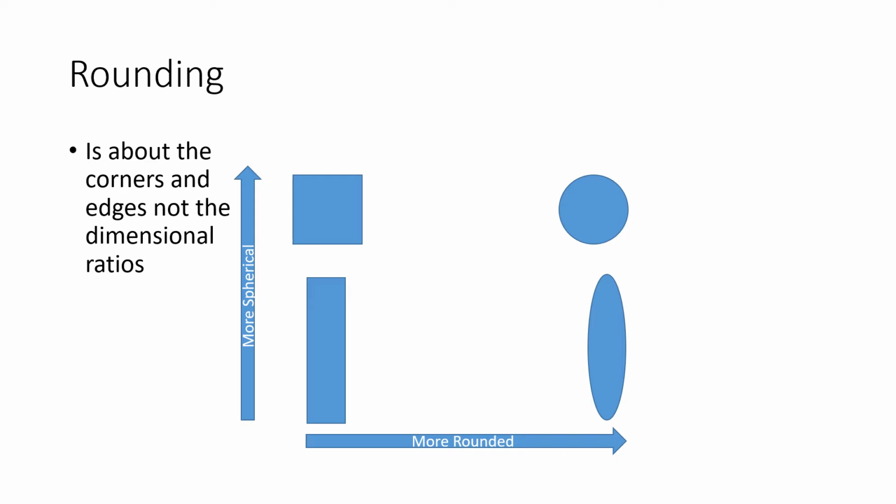Okay, and rounding. An important thing about rounding is that it is about the corners and the edges, not about the dimensions across the material. So we might consider a cube. Let's say this is three-dimensional and it's a cube, right? So the dimension in the x-axis, how wide it is, let's say this is 2 centimeters in the x-axis and 2 centimeters in the y-axis and 2 centimeters in the z.